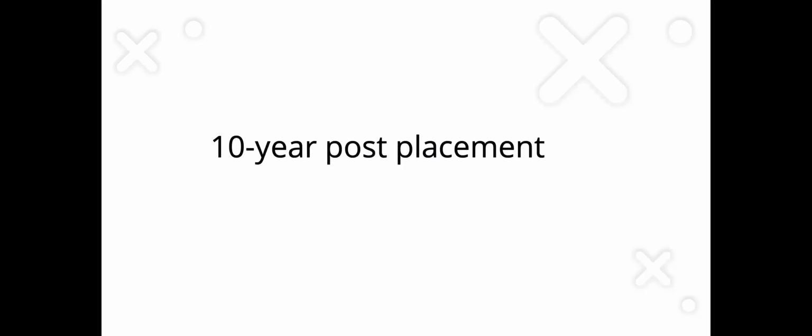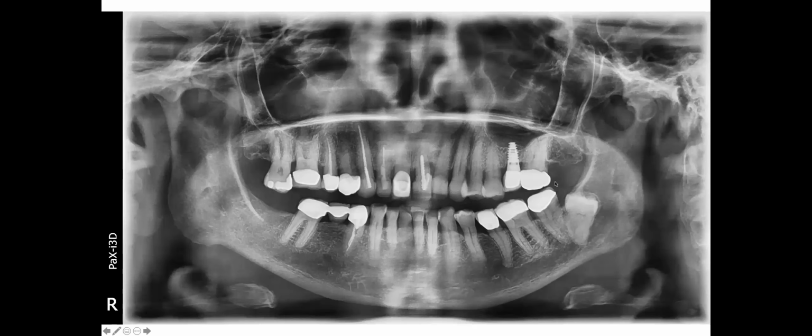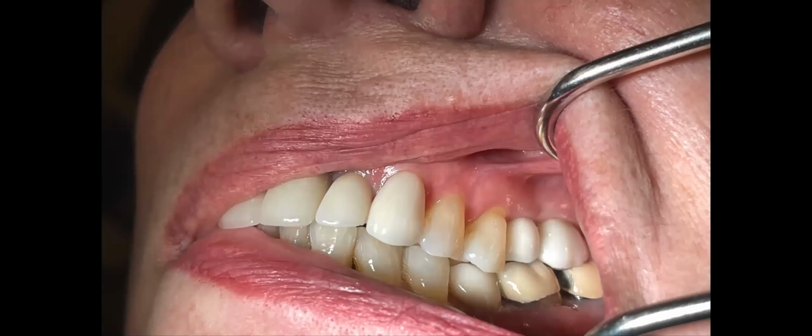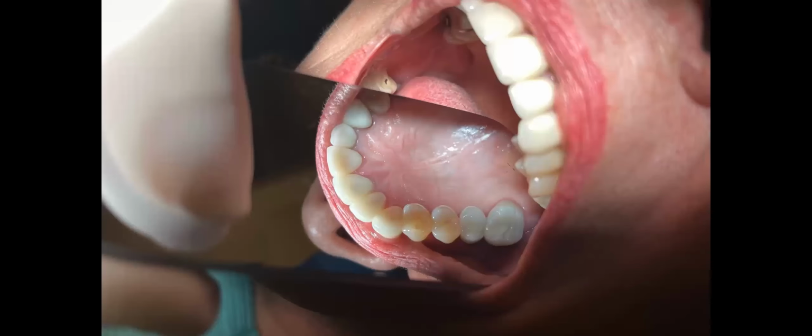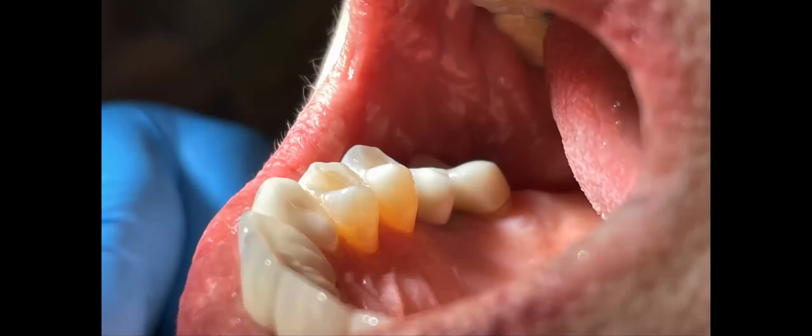That's 10-year post-placement. This is one of my cases. This is a 4x10 TSI. Went into the sinus a little bit there. And this is what it looks like 10 years post-operatively. Tissue level implants have really optimal biofom. These tissue level implants make it easier for the patient to clean around their implant.